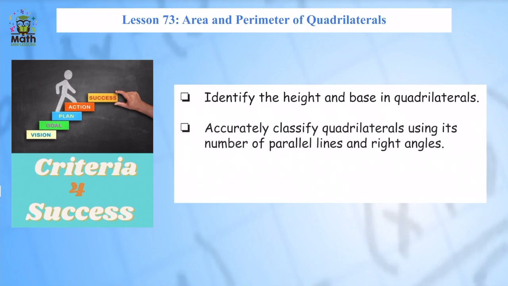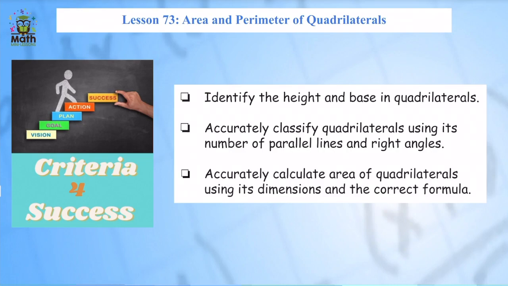And then watch how I accurately classify quadrilaterals. I'm going to use a number of questions that will talk about parallel lines and right angles to see if I have any special quadrilaterals. And then how I accurately calculate the area of quadrilaterals using dimensions and formula. Once I get some practice in, it'll be your turn to practice and show what you know from this lesson.